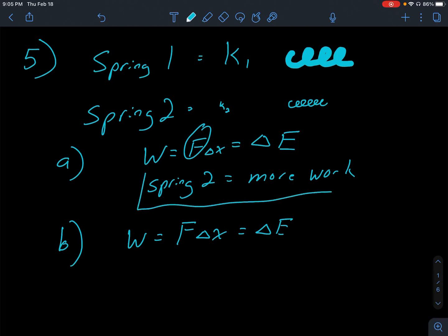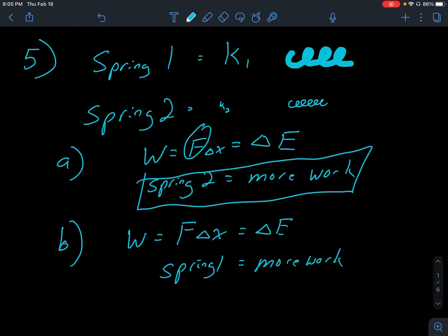And I'm thinking backwards. I just want to clarify that, for part A, there was more work done for spring 2 because it moved further because of the same force. I just remember myself maybe talking in circles a little bit. For part B, they are going the same distance. So more force is needed again to stretch that first spring out. So that means spring 1 rather is more work.